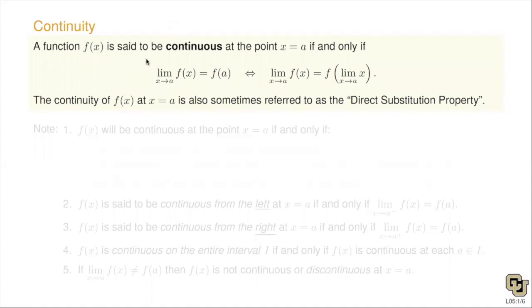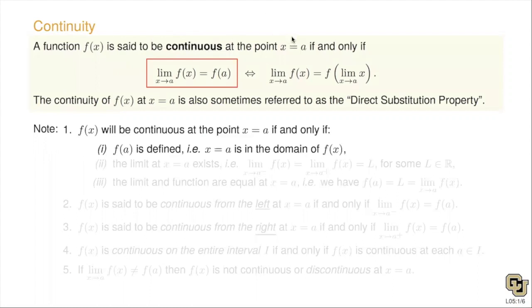Now, when we make this statement, we're saying 3 things, and it's very important. We're saying, number 1, that the right-hand side is defined. We're saying f of a is defined. So in particular, we're saying that x equal to a is in the domain of f. The other thing we're saying is that the left-hand side is defined. What does that mean? It's a 2-sided limit. So that means the limit from the left equals the limit from the right, and they're both equal to some finite number.